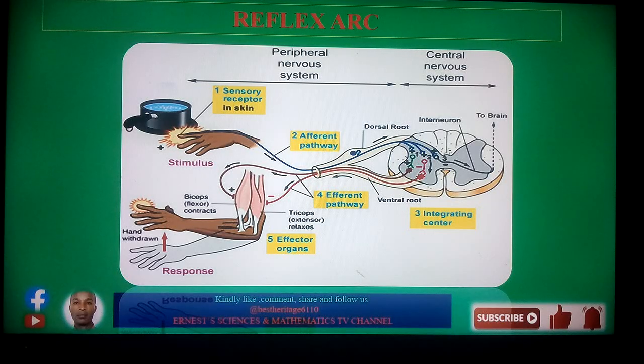Hi guys, in this discussion we're going to look at the reflex arc, and I hope that this illustration that I've given on the board is going to play a vital role in assisting us to understand this aspect of the reflex arc.